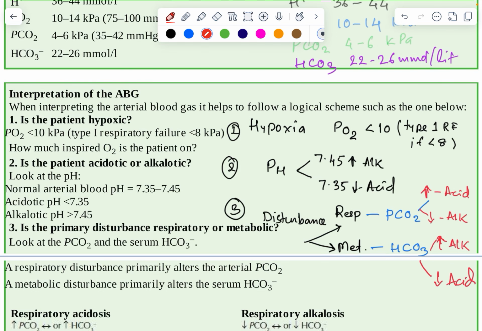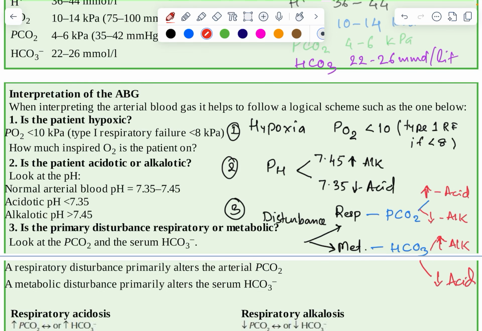How much oxygen is the patient on? Now second, is it alkalotic or acidotic? Look at the pH: normal pH, acidotic, alkalotic. Is the primary disturbance respiratory or metabolic? Look at PCO2. So check whether the patient is hypoxic, alkalotic or acidotic, and look at PO2 and bicarbonate.